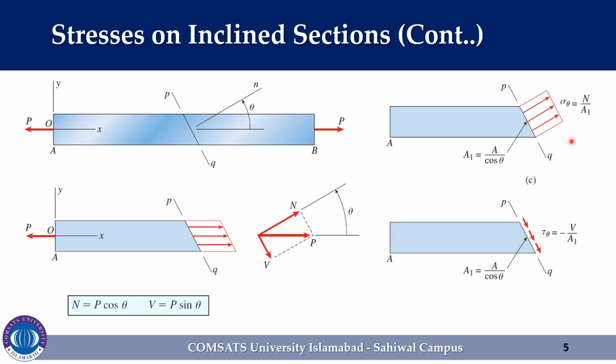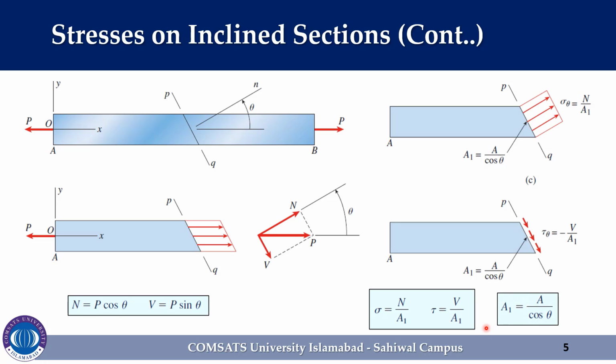The normal stress is equal to the normal force N divided by the area of the section. In the same way, the shear stress is equal to the shear force V divided by the area of the section. It is expressed as normal stress is equal to N over A1. In the same way, shear stress is equal to V over A1, in which A1 is the area of the inclined section, and it is expressed as A1 is equal to A over cos theta.